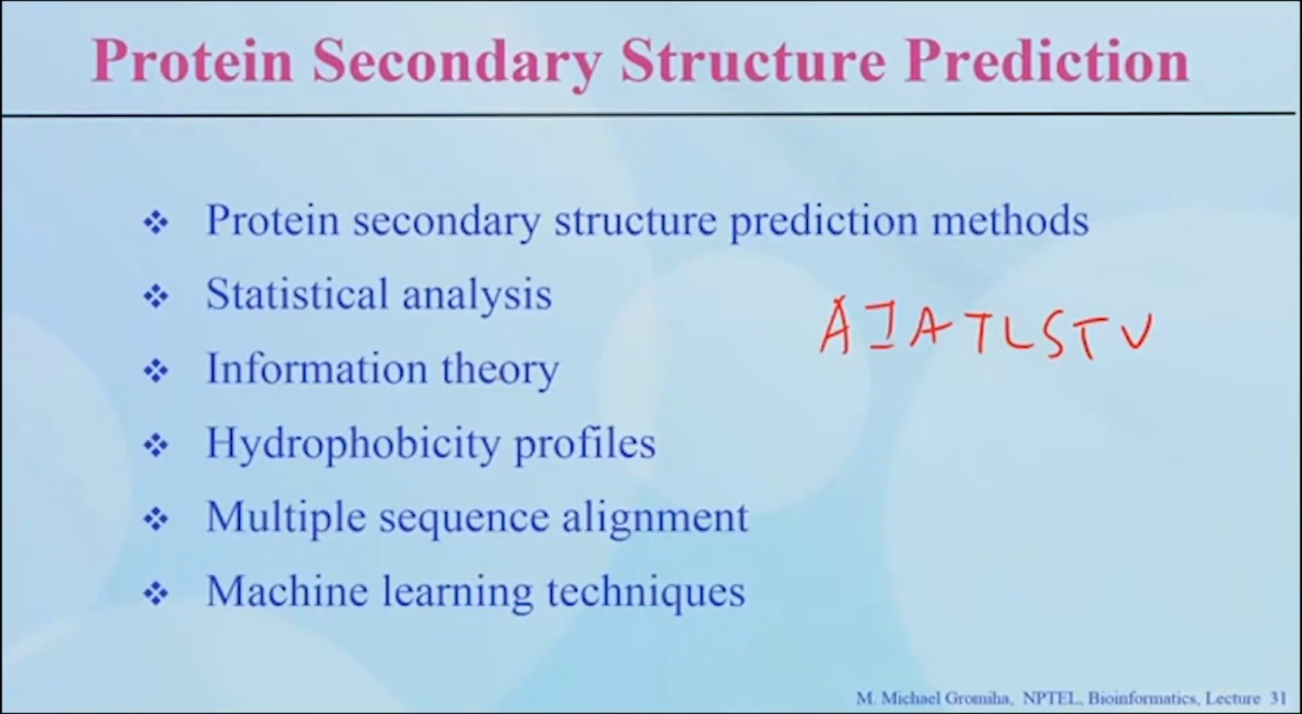Then what is information theory? They use information theory to get the secondary structure based on the information regarding the central residue as well as 8 residues on both sides. GOR developed this theory. So, that is the information theory. Then heterogeneity profiles. If you have the profile.